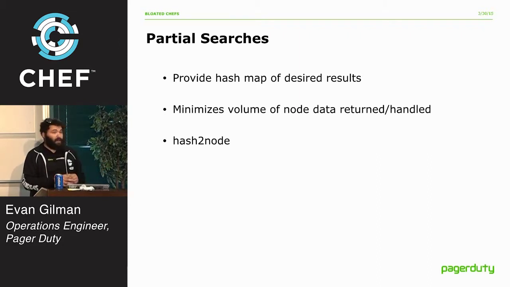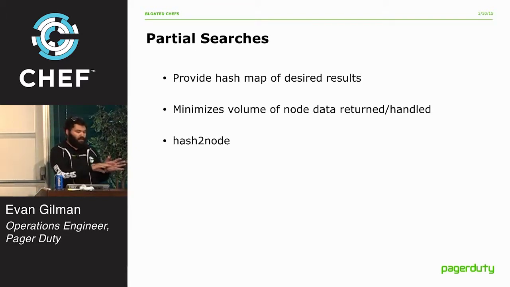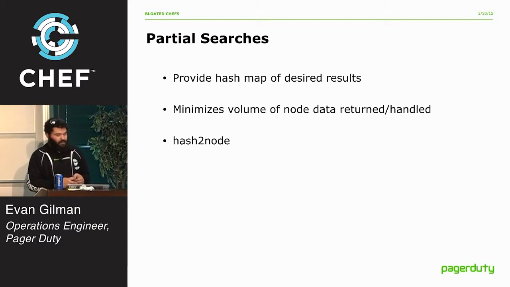I mean, if not, then great, but I'm not a big fan of the difference where partial search returns a hash and regular search returns a node object. So even outside of that, I think hash to node is still valuable because you can make that consistent across the different methods. So we solved that problem for us with hash to node, which was good. We like that a lot.